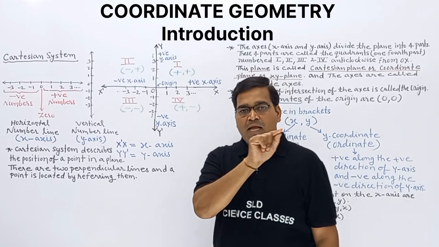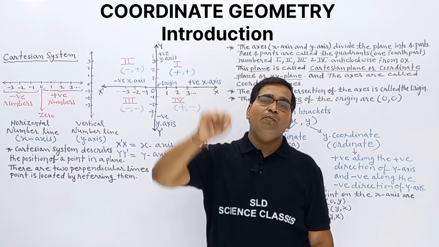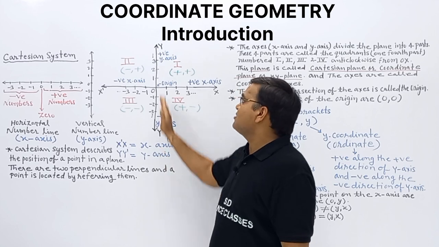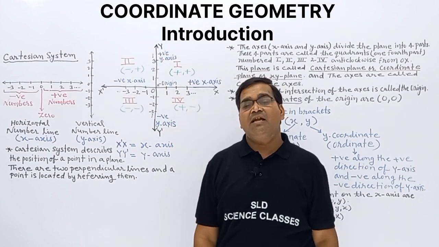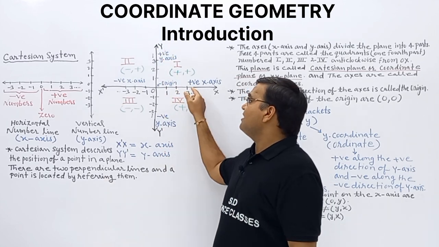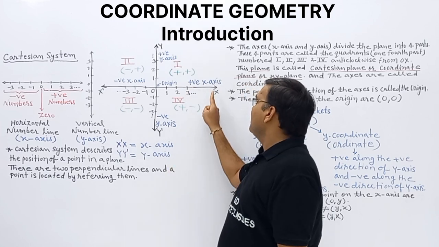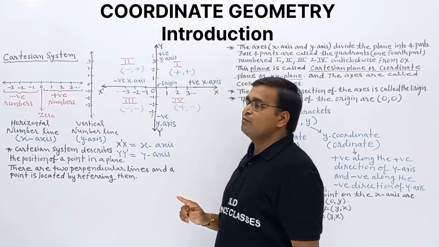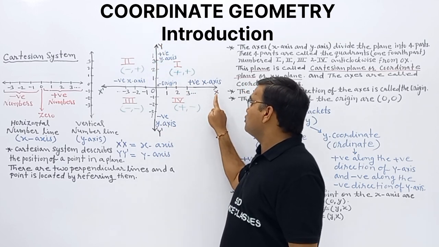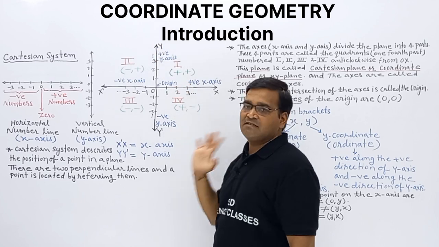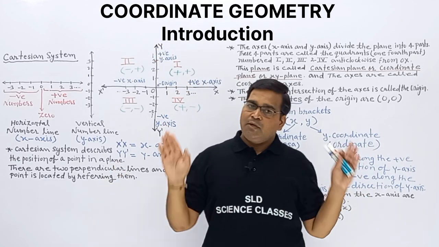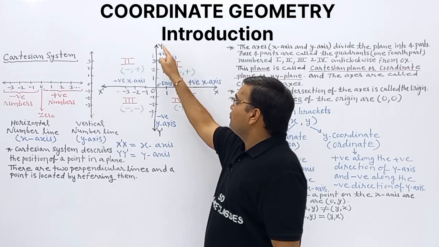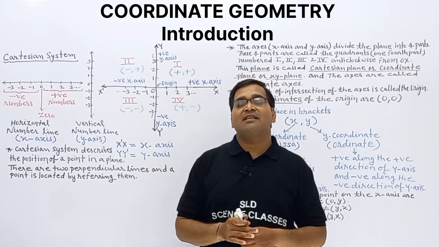One is the X-axis and one is the Y-axis. Clear? The X-axis is the horizontal number line, and the Y-axis is the vertical number line. The vertical line is the Y-axis and the horizontal line is the X-axis. We are taking positive on this side, so we will use X, X dash, Y and Y dash. Clear? So we studied the axes. X-axis and Y-axis combined, what are we saying?